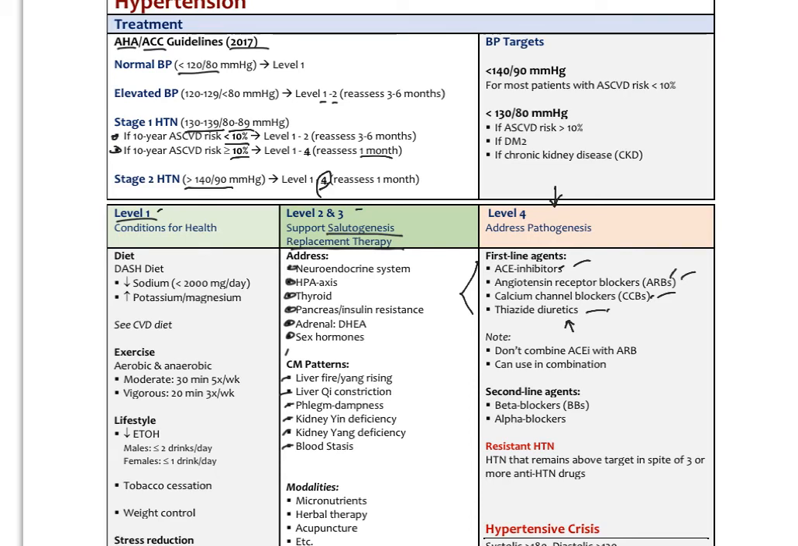Couple of notes, I mentioned this in the drug discussion lectures. Never combine an ACE inhibitor with an ARB. Again, if you're not prescribing these, that doesn't apply, but you might want to look at the patient's list of medications and see if that might be occurring.